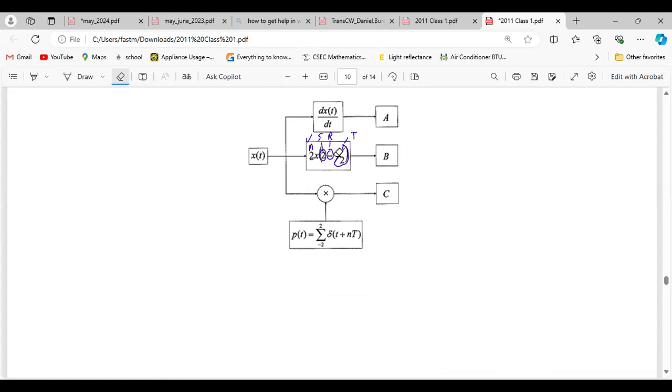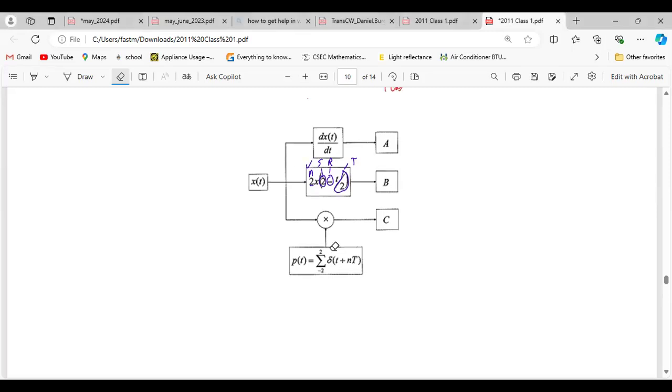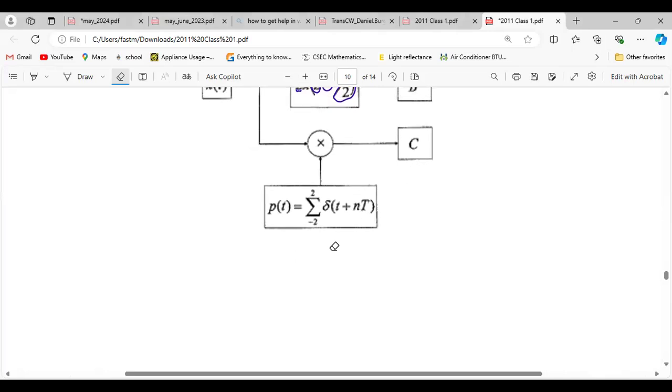So you do the magnitude, the time scale, the reversal, and you just shift it 2 spaces to the left, and you're done. The time shift is the last thing you always do. So we did everything in the order we need to do. And the last thing is the sampling.